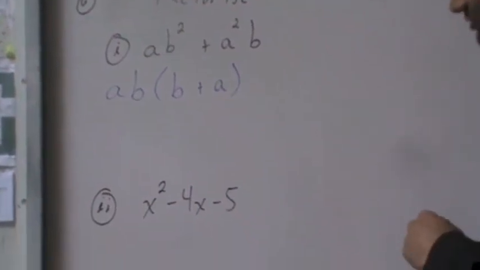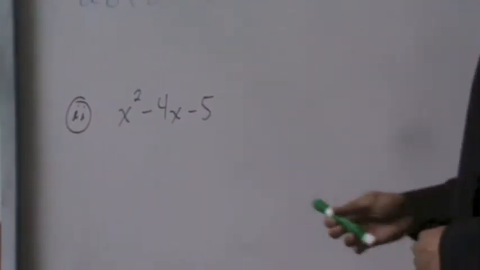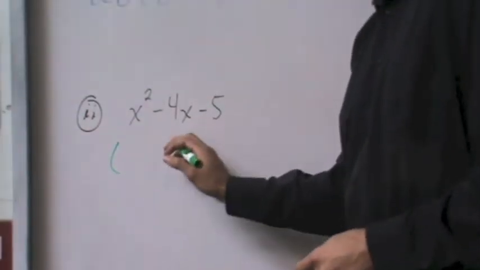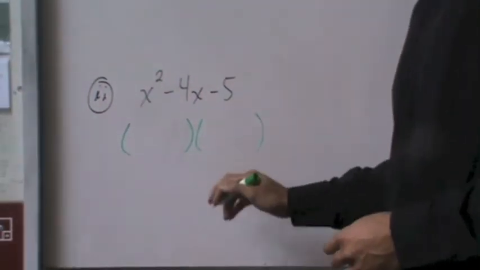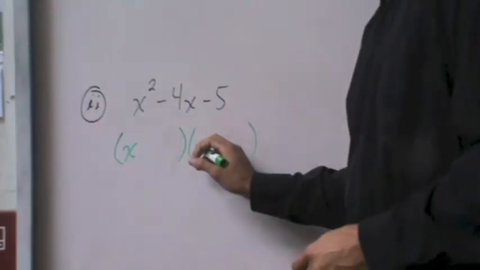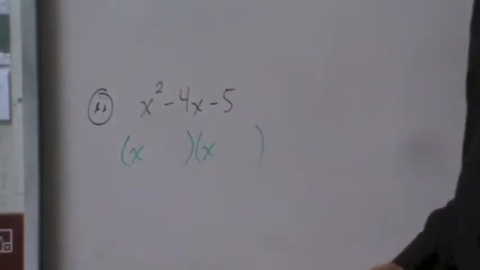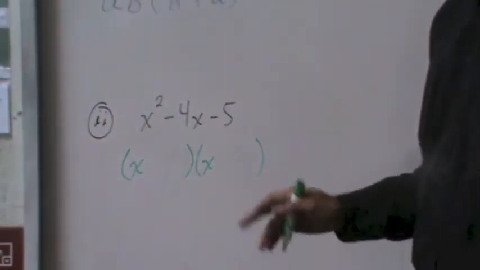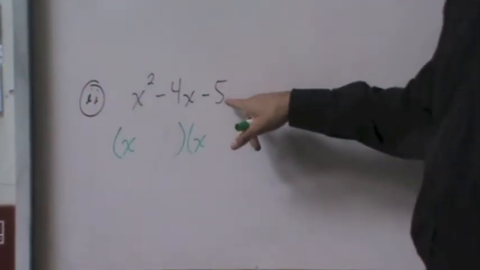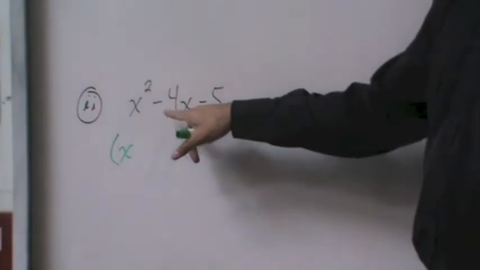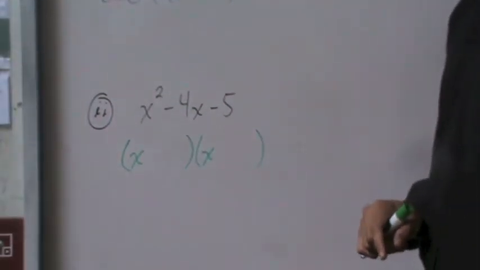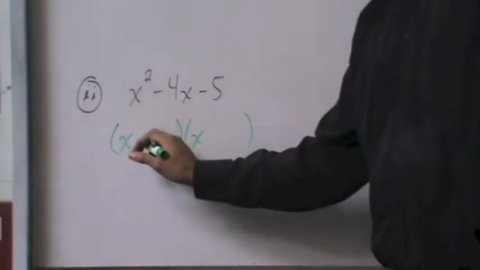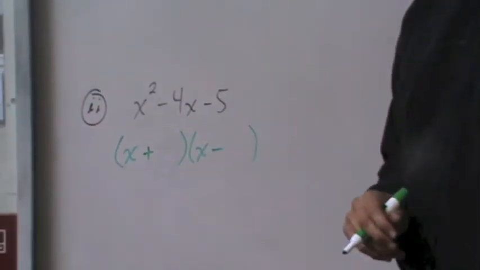For part 2 of question A, we have a quadratic. The way we factorize quadratics is we have two sets of brackets. Each of them starts with an x. What we're looking to do is put two numbers into these brackets that together multiply to -5 and add to -4. Since they multiply to -5, we know one must be positive and one must be negative.